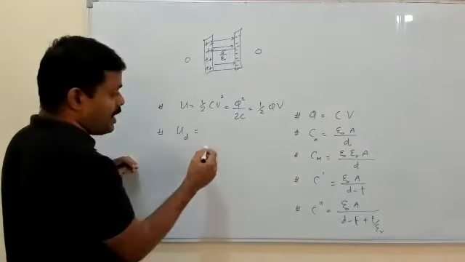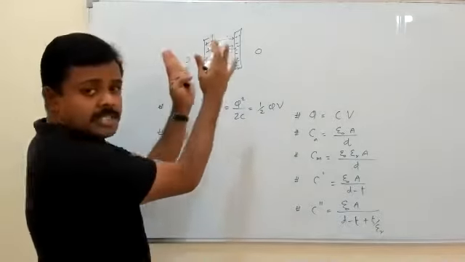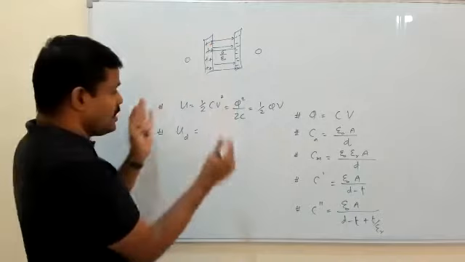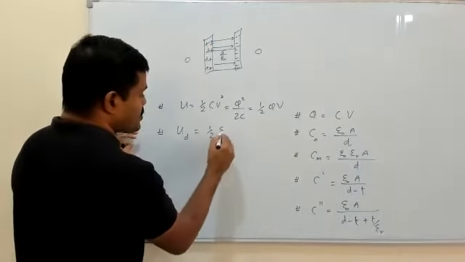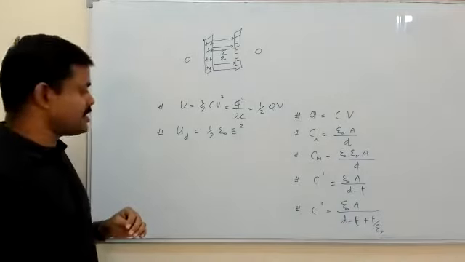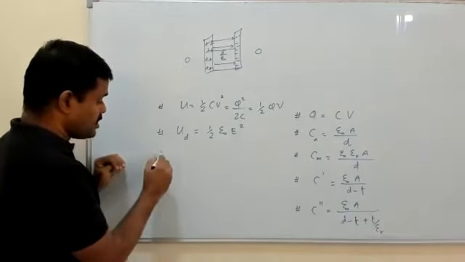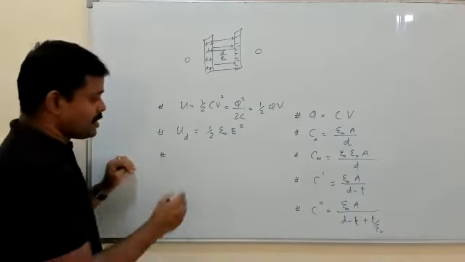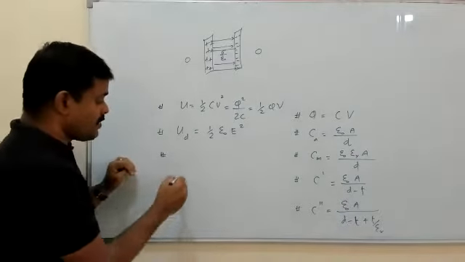Energy stored per volume means the energy is stored inside this volume, right? It is given by half epsilon 0 E square. This is called the electrical energy density, or energy per volume. And then I told you there are two more equations which are very important.